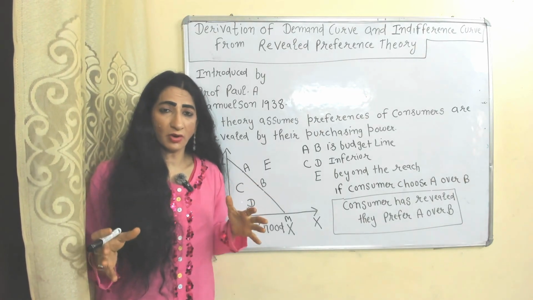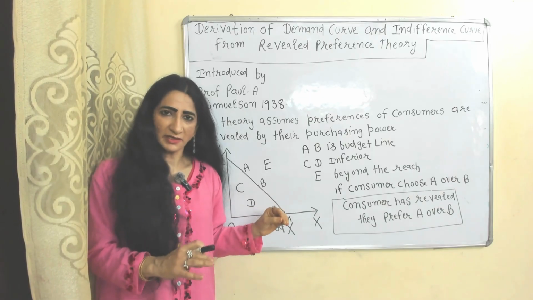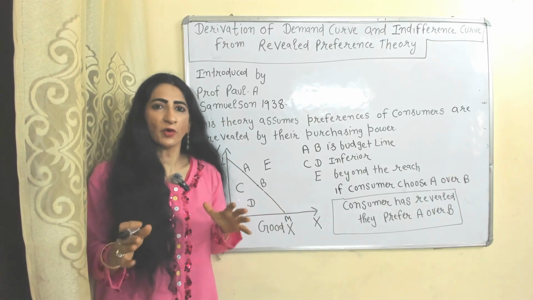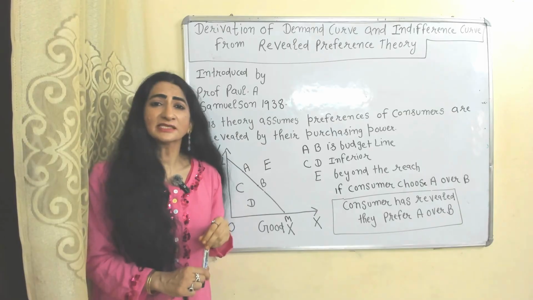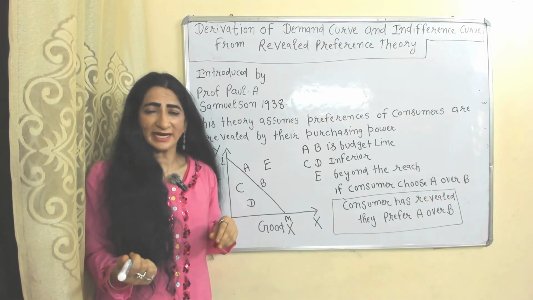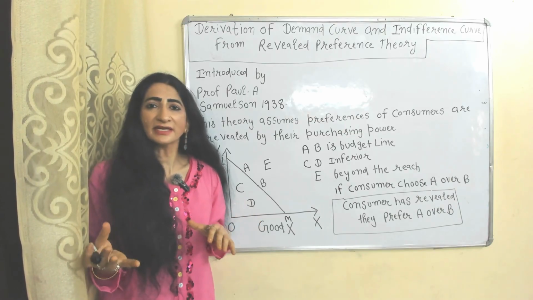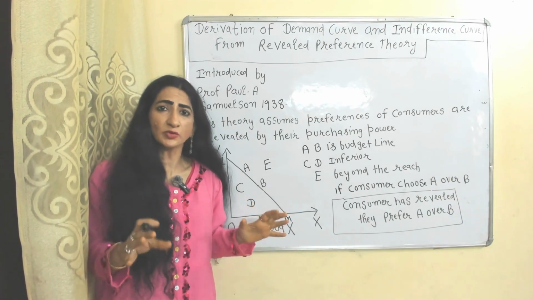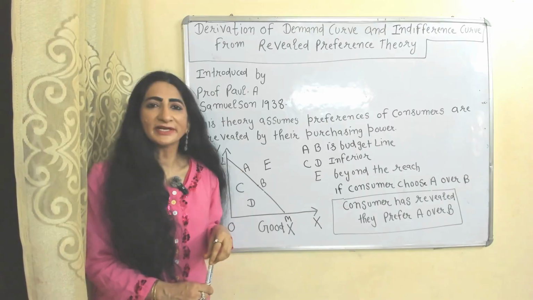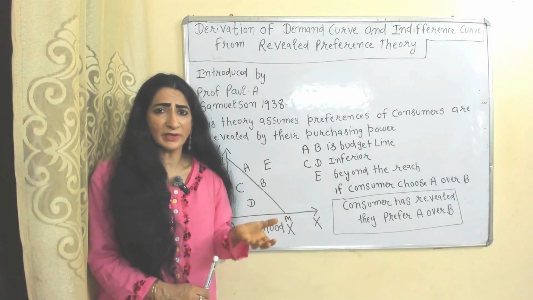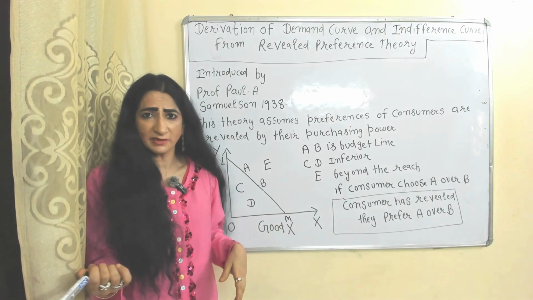Today we are going to talk about derivation of demand curve and indifference curve from revealed preference theory. This theory was given by Paul Samuelson in 1938. According to this theory, consumers can reveal their preferences through their purchasing power.